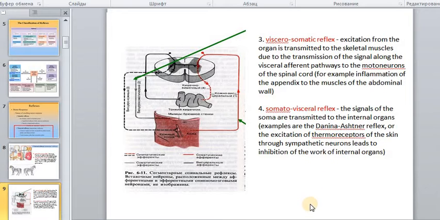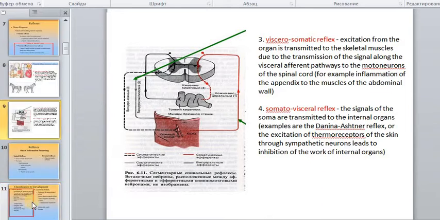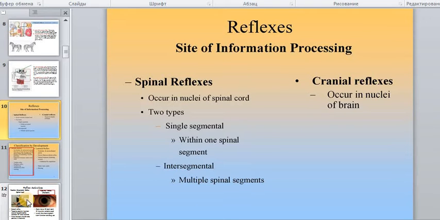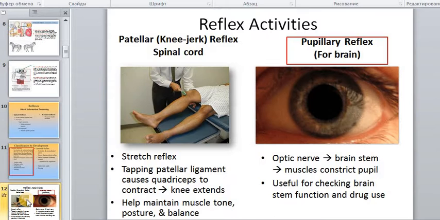And when integration takes place in the spinal cord gray matter, the reflex is a spinal reflex. It's only inborn reflexes. In the brain, there are also centers of inborn reflexes too.